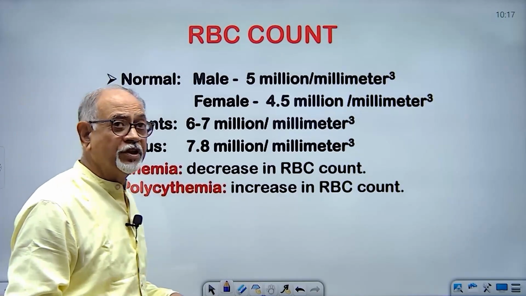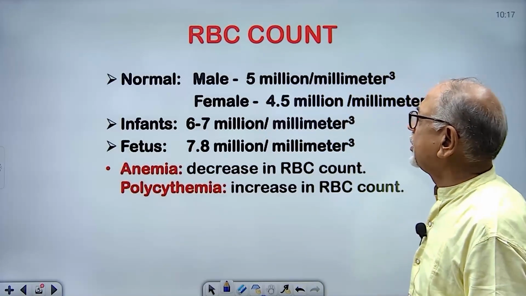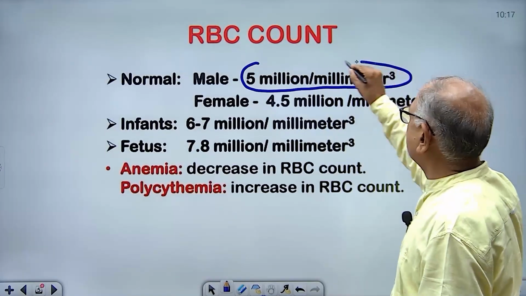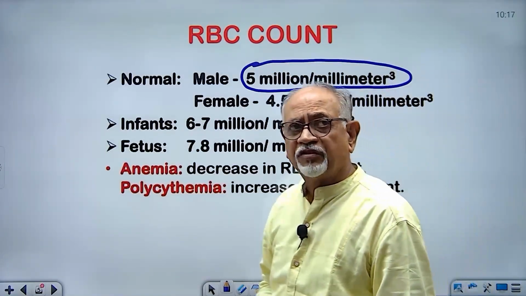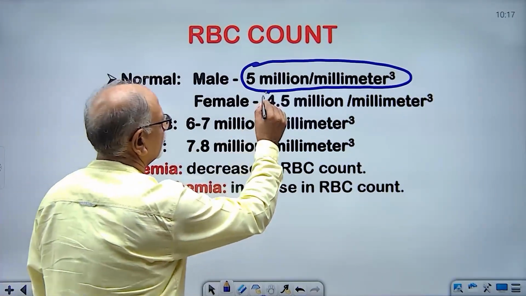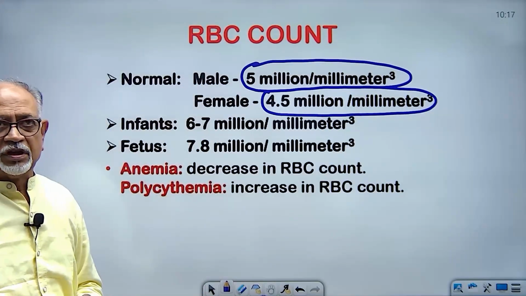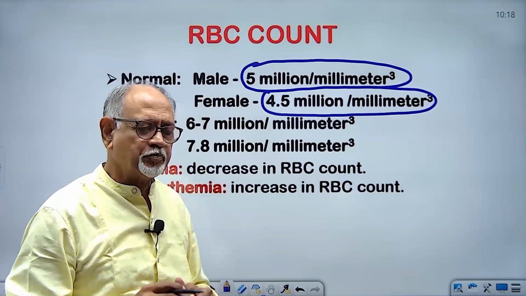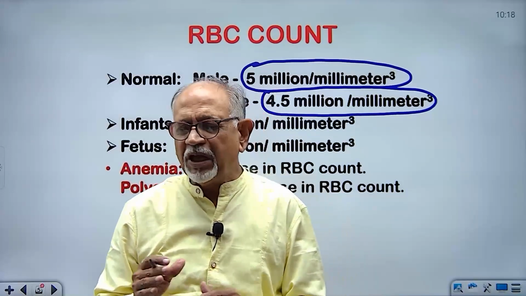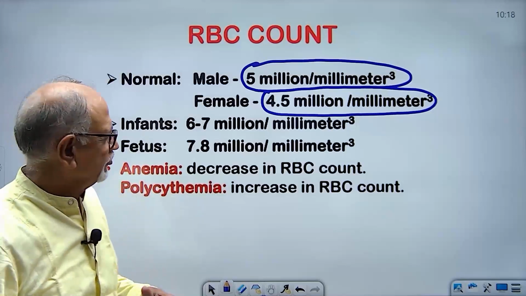Now, the RBC count. The normal RBC count in case of male is 5 million per cubic millimeter, whereas it is a little less in case of female. That comes to about 4.5 million per cubic millimeter. This difference in RBC count is mainly due to the blood loss that takes place during menses.